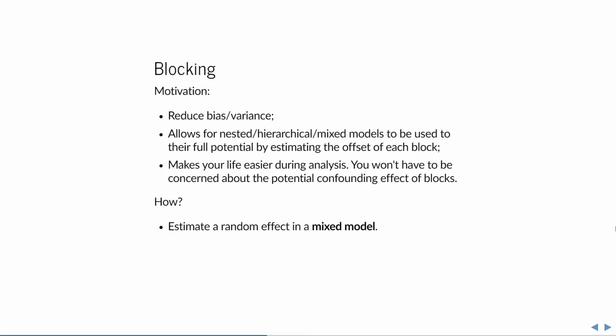Right, so the reason to block is to reduce the bias and variance from measurement error or just differences that naturally occur. And it also allows for nested, hierarchical, or mixed models to be used to their full potential by estimating what the offset of each block is, so how it affects the outcome. This not only makes your life much easier during analysis, but you won't have to be concerned about any potential confounding effects of the blocks. And the way that we do it is by estimating a random effect in a mixed model. So that's what I'm going to show now.